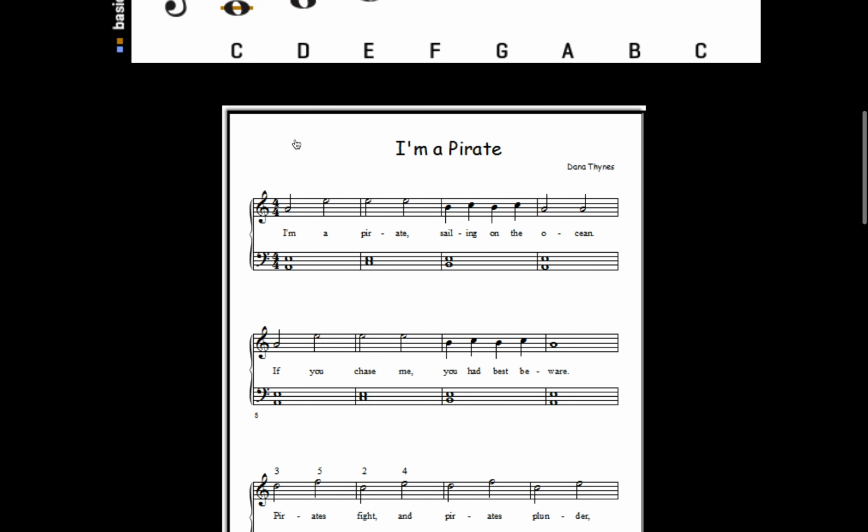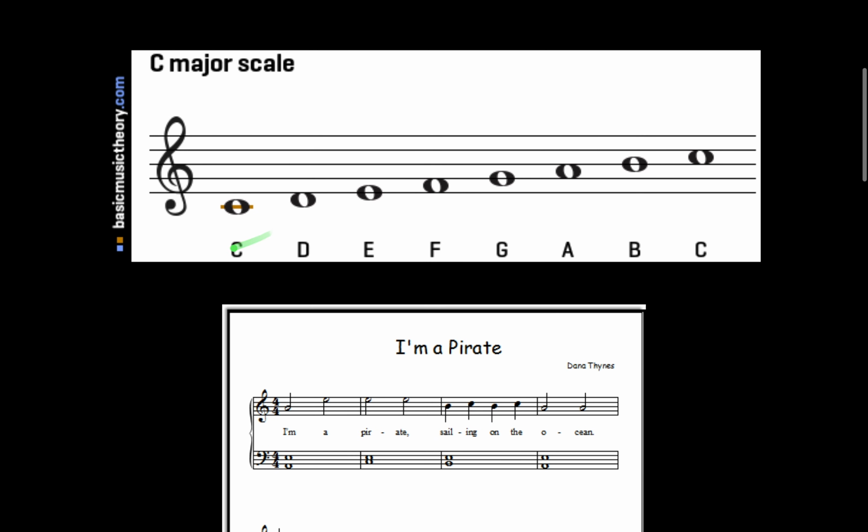And let's go back. So let's read. C is here. So if you see a note like this, it is C. And if it has a tail, it is also a C because the head is in this position. Now D is right under the first line. E crosses the first line. F is between the first and the second line. G crosses the second line, and so on. And this is how you read music.